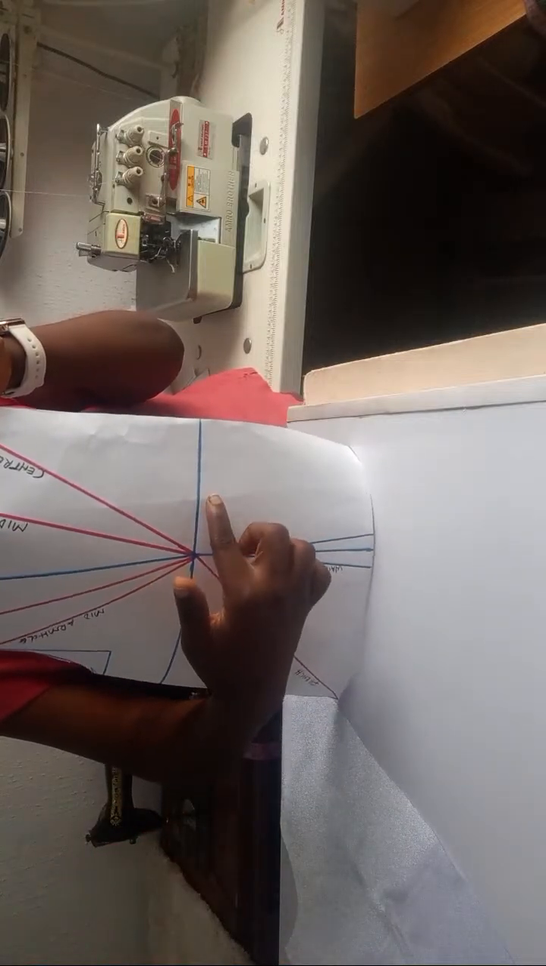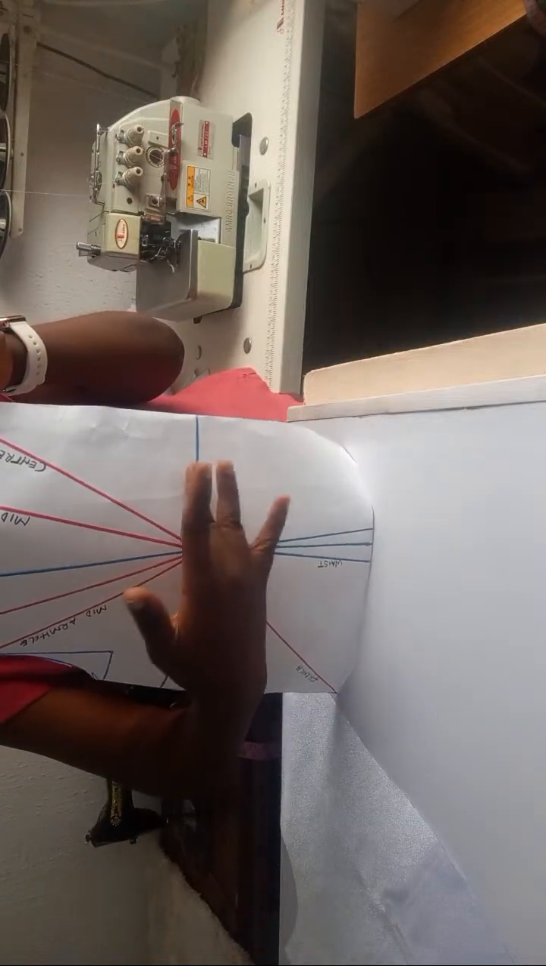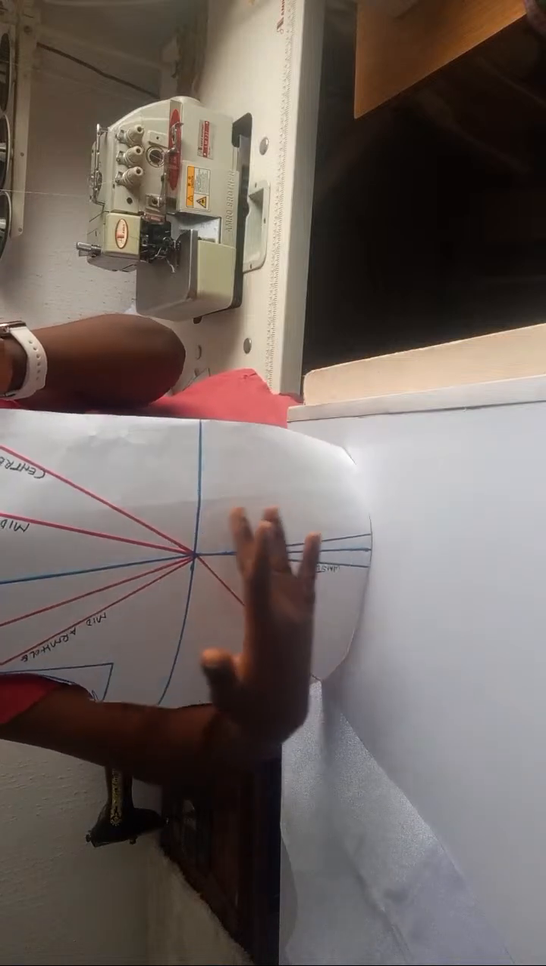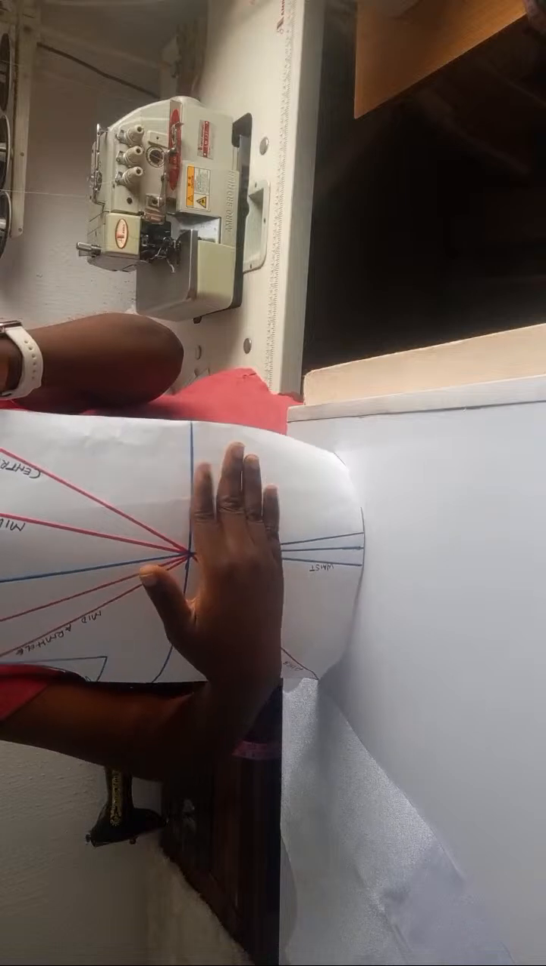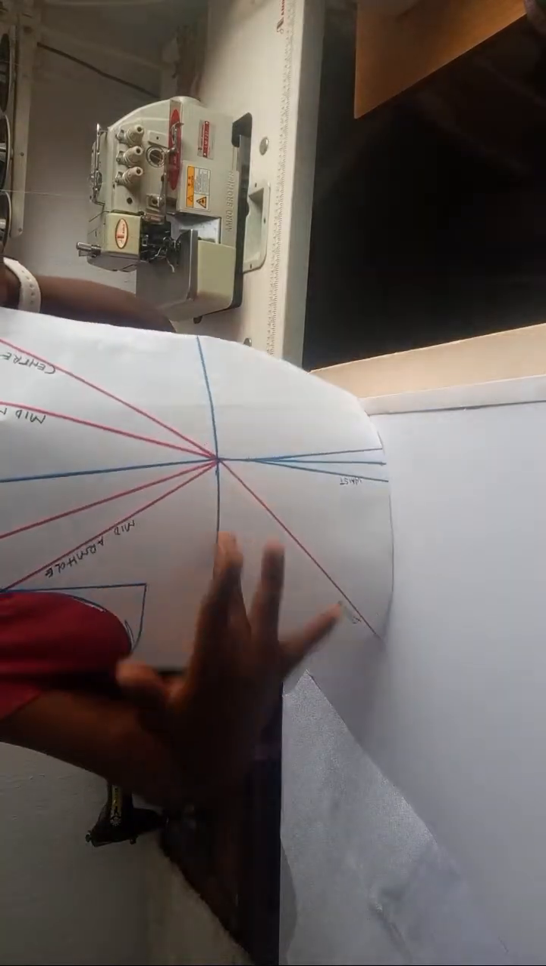If you want to draft and make use of the slash and spread method, you can make use of this dart also. You can open it if you want pleats at this center front. You can open this dart to create a pleat on this front side of the blouse or gown. And we have this other side, the side dart.